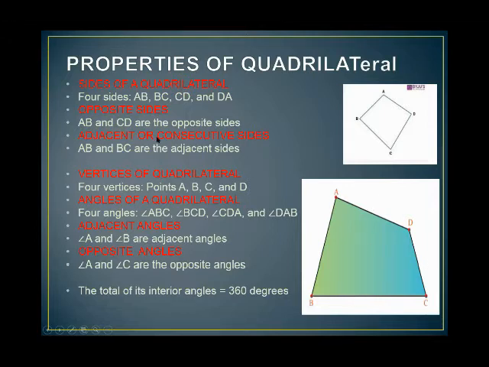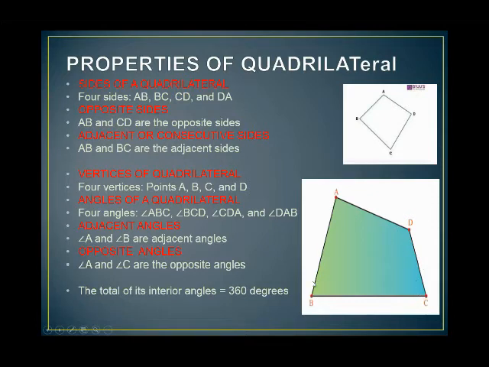Now the adjacent or consecutive sides. Adjacent sides means the sides which are along with each other. AB and BC are adjacent sides. So here is AB and this one is BC. AB has two adjacent sides, that is BC and AD as well. Similarly, AD also has two adjacent sides, that is AB and DC. Similarly, DC also has two adjacent sides, that is AD and BC.